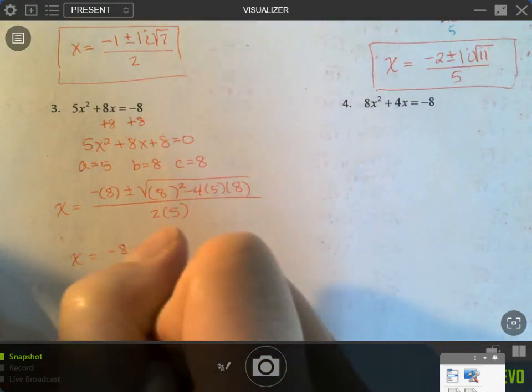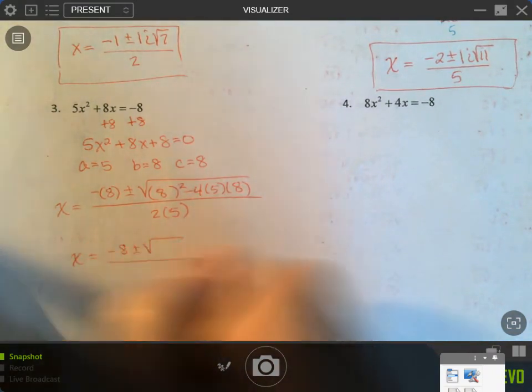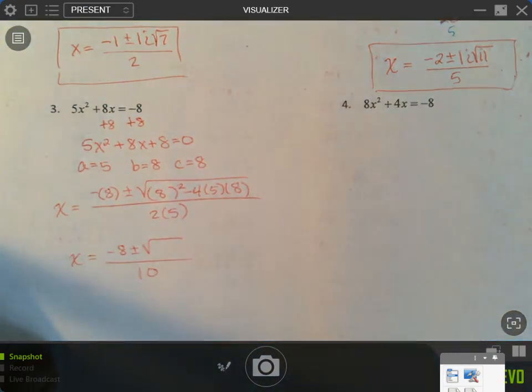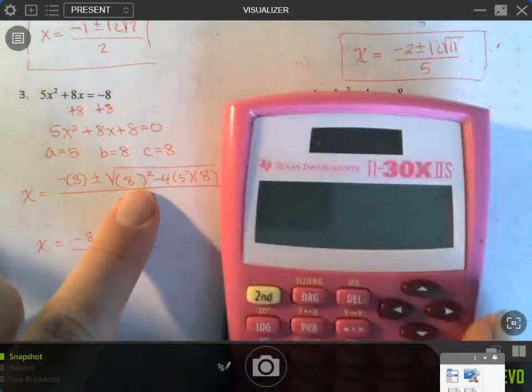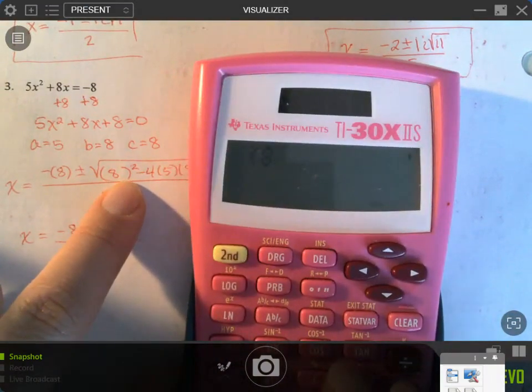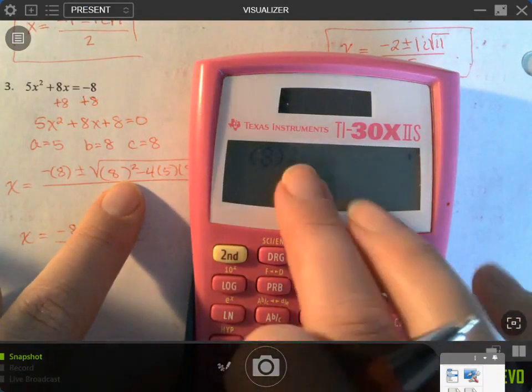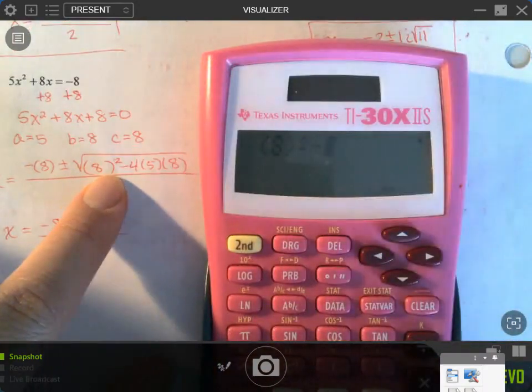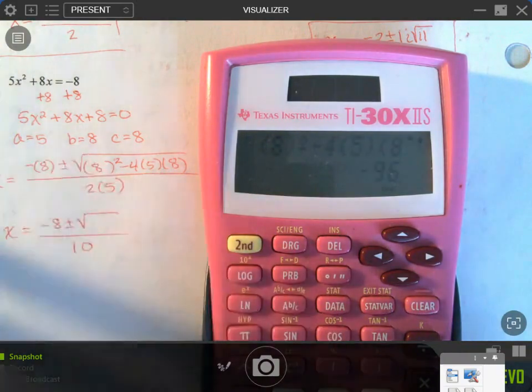I get -8 plus or minus something all over 10. Really important that you double check with your template. I'm using parentheses. It's really important with the parentheses because of that power squaring it. Minus 4 times 5 times 8. And I got negative 96.